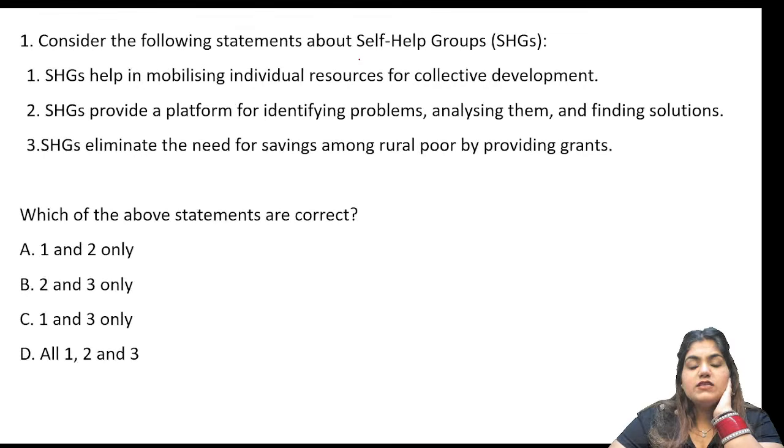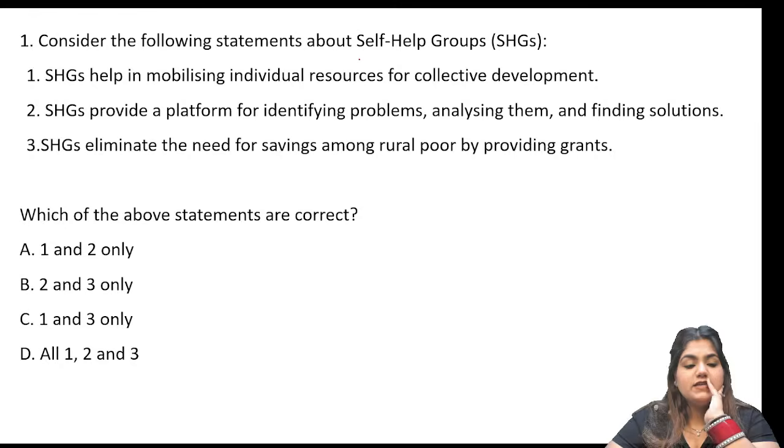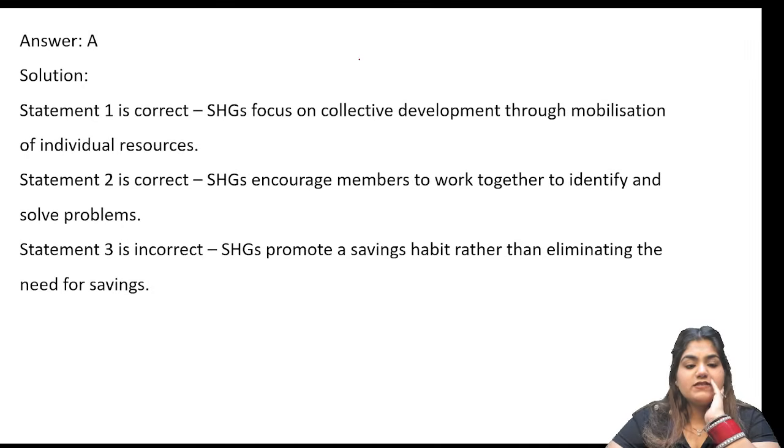Next, consider the following regarding self-help groups. Self-help groups help in mobilizing individual resources for collective development. Yes. Self-help group provides a platform for identifying problems, analyzing them, and finding solutions. Yes. Self-help group eliminates the need of saving among the rural. This is incorrect. 3 is incorrect. That will give us A as the correct answer.